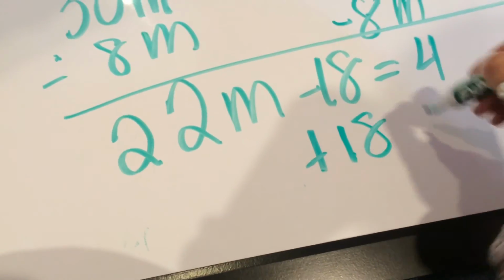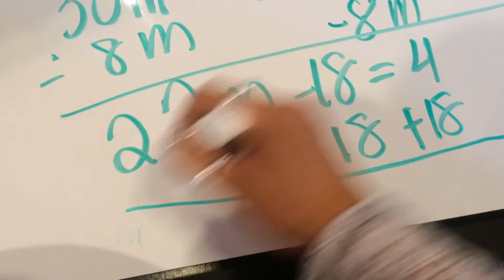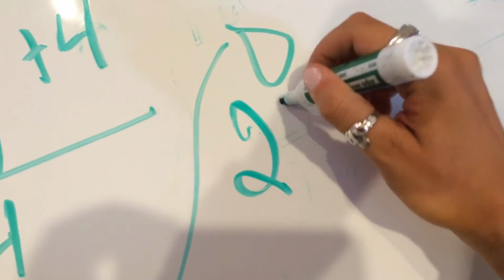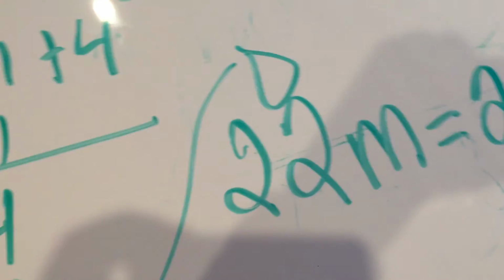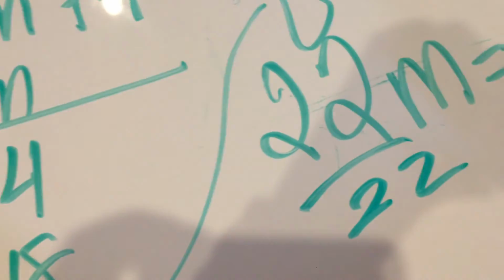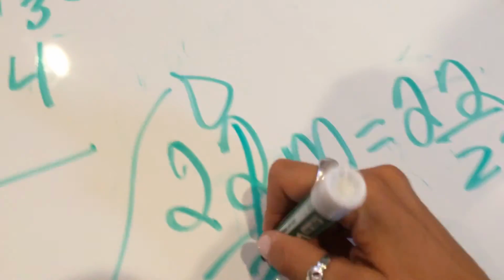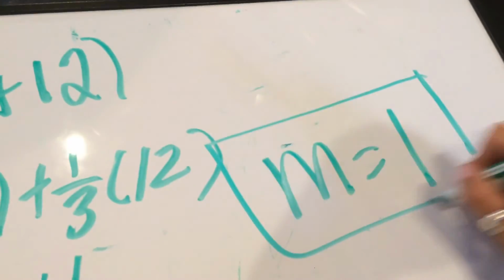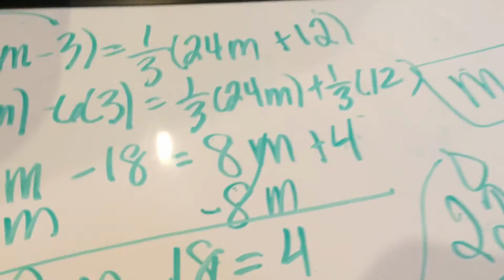Add 18 on both sides. I'm going to write it over here because I ran out of space. So we get 22m is equal to 22. Now, divide by 22. So m is equal to 1. And box that answer. So that is it, guys.